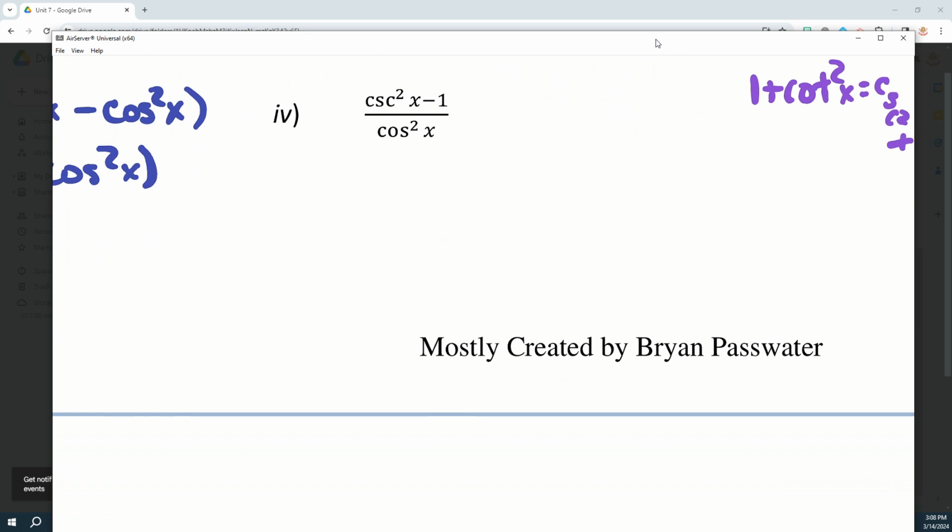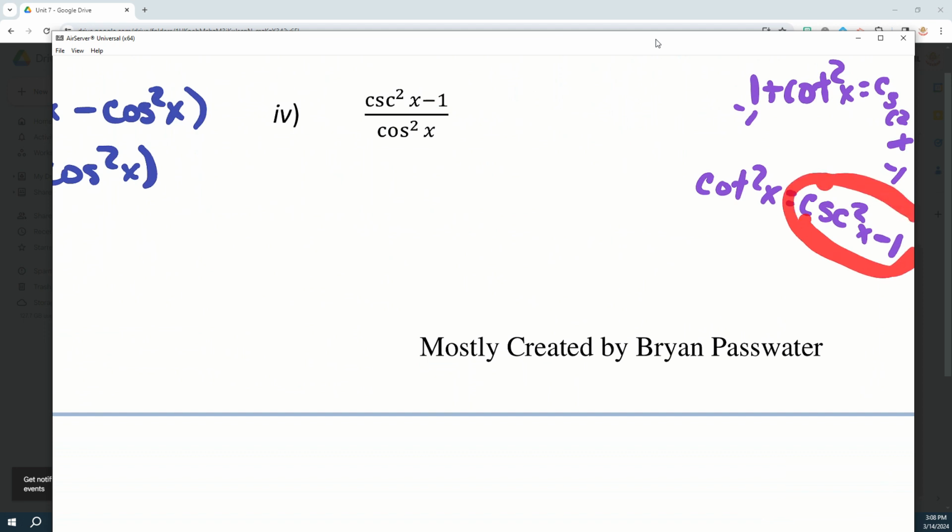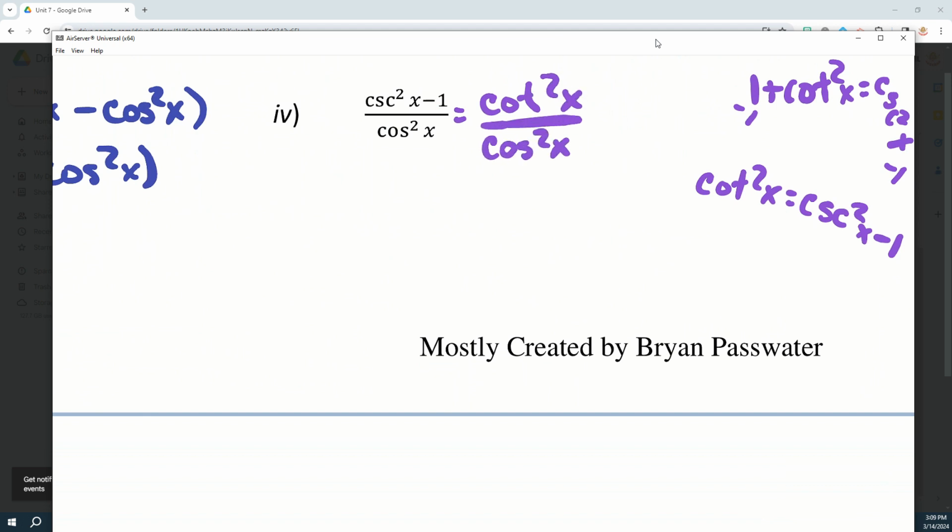All right, so I want that to look exactly like this numerator. So what I'm going to do is subtract the 1 from both sides. And so cotangent squared of x is going to equal cosecant squared of x minus 1, which means anytime I have cosecant squared of x minus 1, I can replace it with cotangent squared of x.